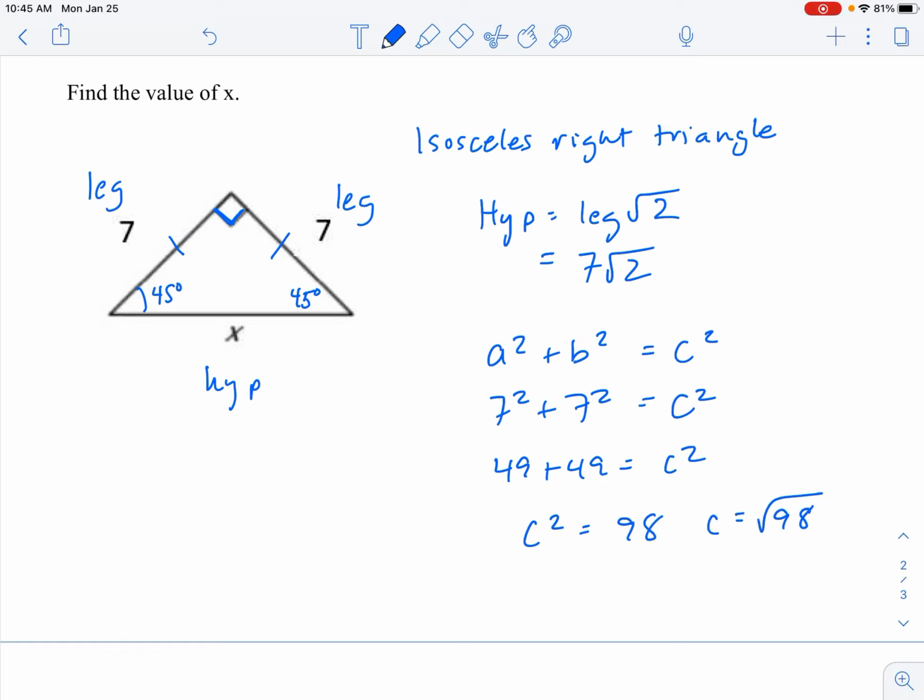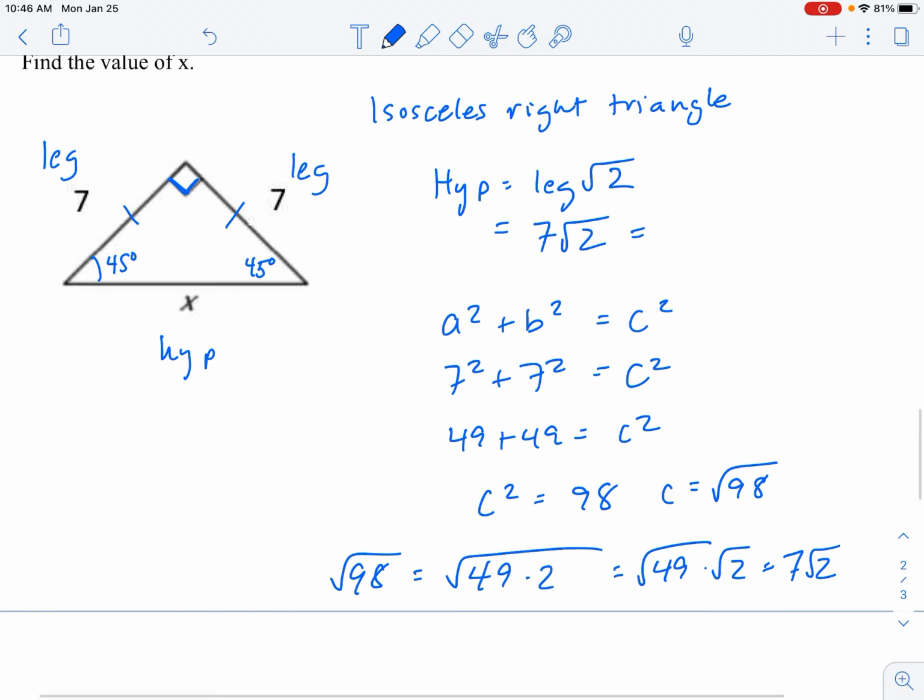Now it turns out that the square root of 98 is the same thing as 7 times the square root of 2, and here's why. It's equal to the square root of 49 times 2, or the square root of 49 times the square root of 2, which is 7 times the square root of 2. If you really hate that, in physics, you can always give your answer as a decimal. 7 times the square root of 2 is equal to 7 times 1.414.